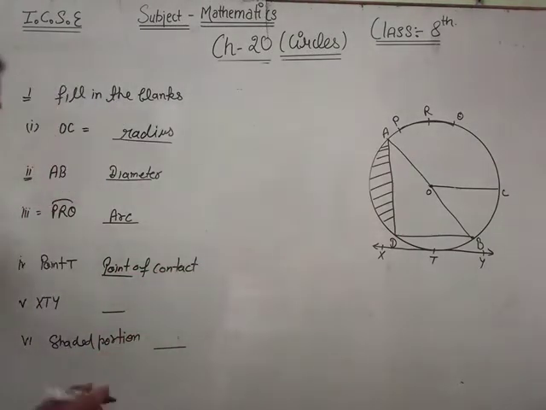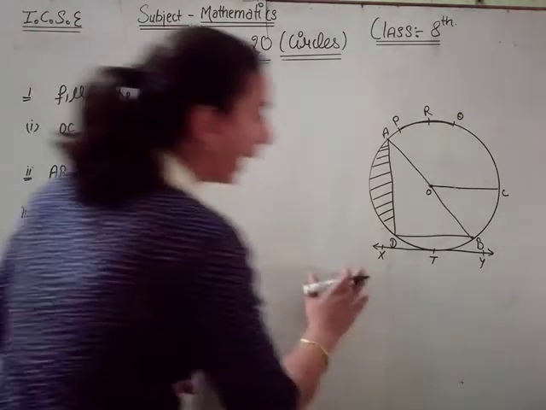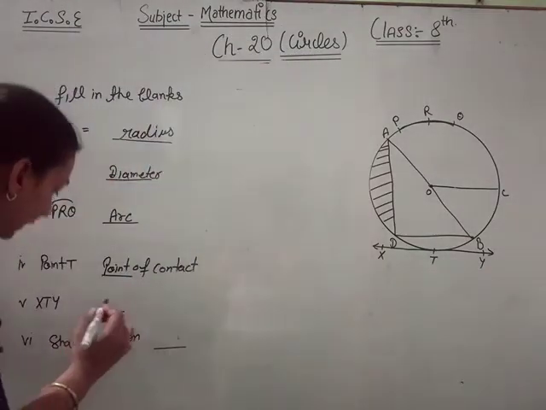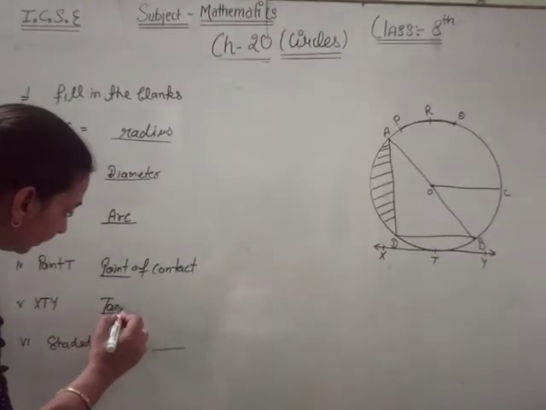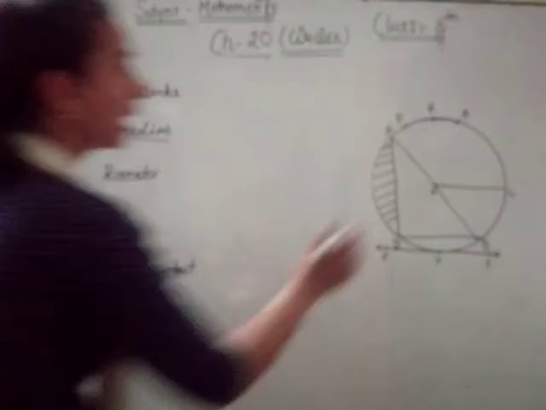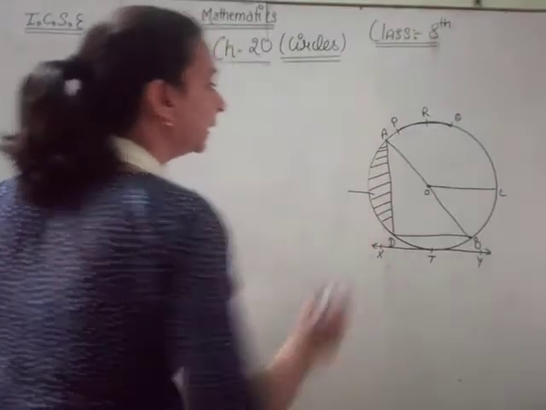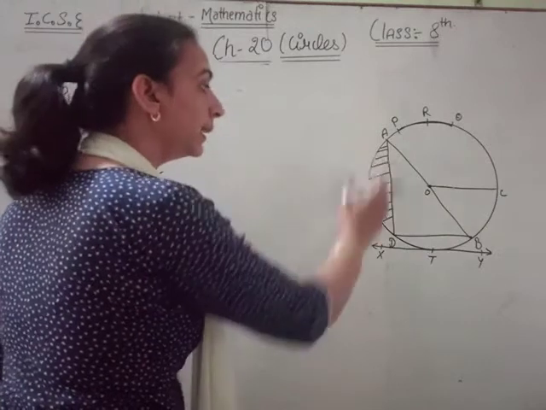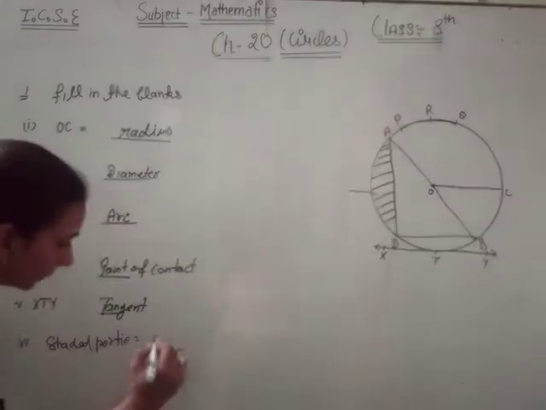Okay, and next is XTY. Student, this is a tangent of the circle. Next is the shaded portion. Student, this portion is a segment, and which segment? This is a minor segment.